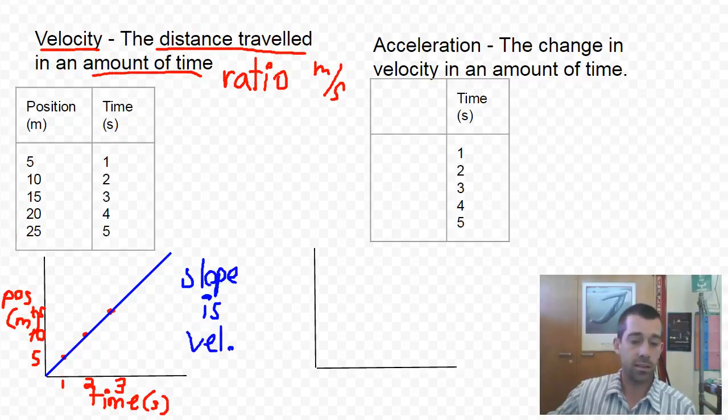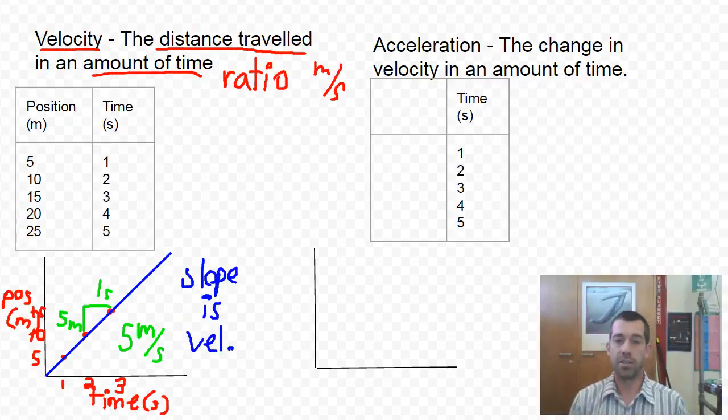So if we go ahead and look at this, if we do the rise over the run on this graph, we'll find that the rise is 5 meters for every 1 second. And so our slope is a velocity of 5 meters per second. Now you guys should already know how to do that. You should already know that if you look at a position and time graph, you can find the slope to find the velocity. And that's because velocity is change in position or distance traveled divided by time.